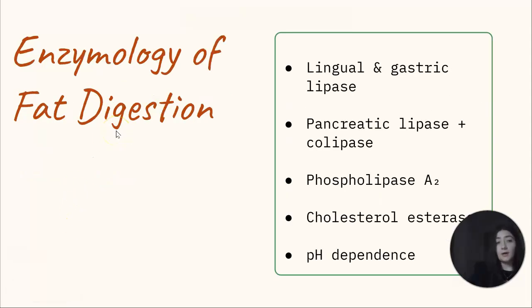The next thing I wanted to talk about was the enzymology of fat absorption and fat breakdown. So fat digestion depends really on the coordinated action of several enzymes, as we mentioned before. Several organs are involved, so of course several enzymes are involved. So these include lingual and gastric lipases, like we mentioned before. These help initiate digestion in the stomach, especially in children, I believe.